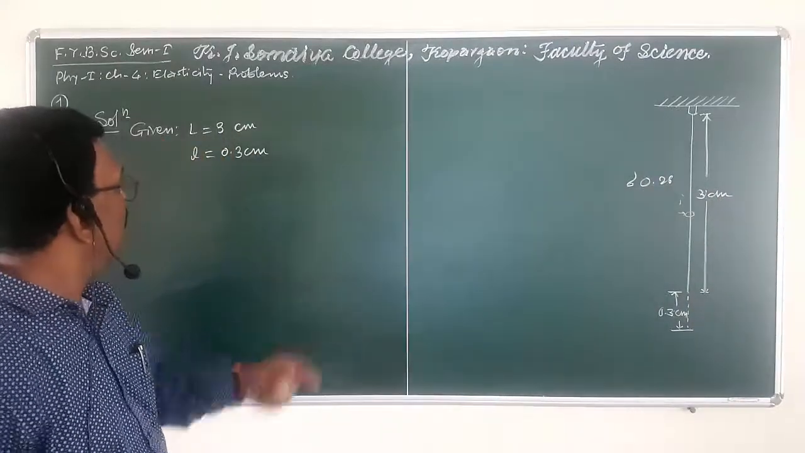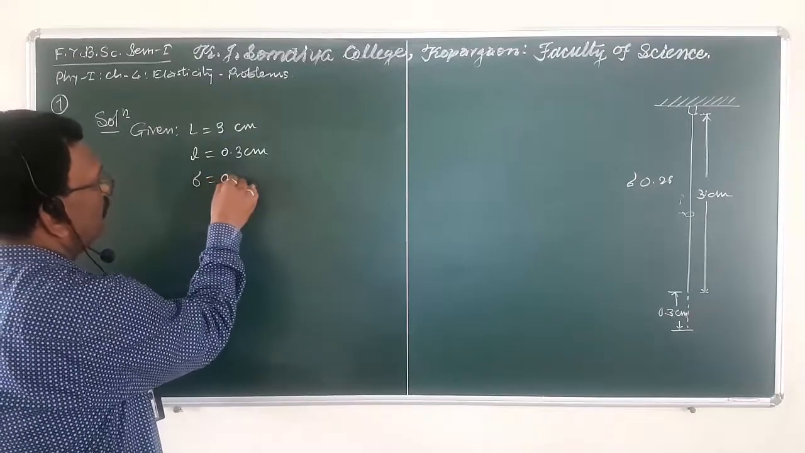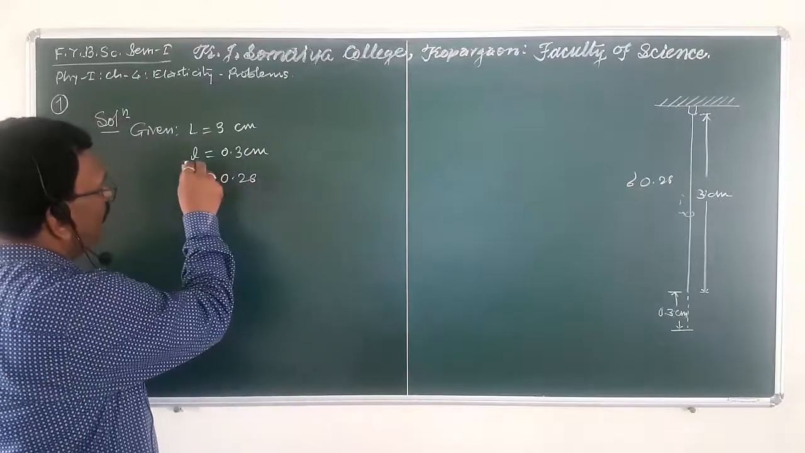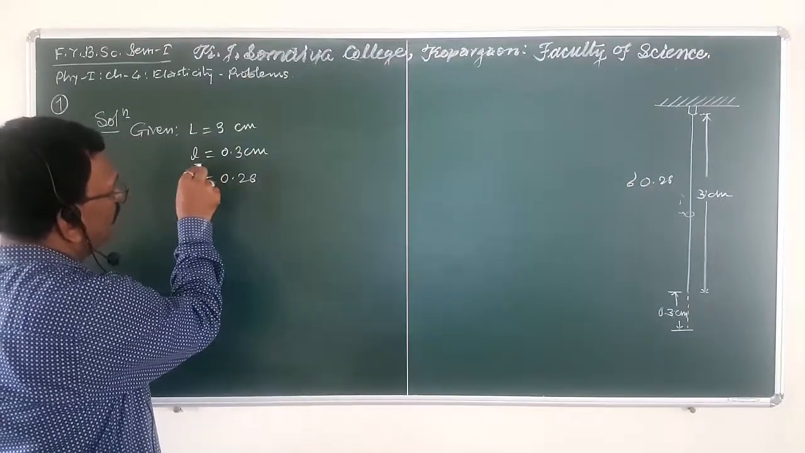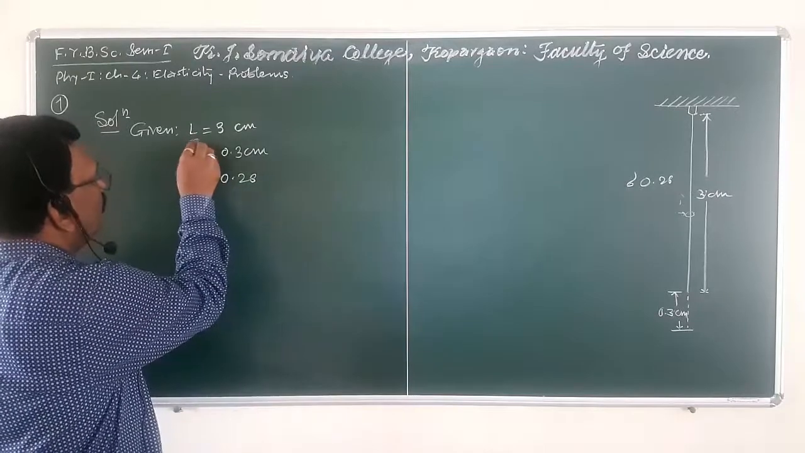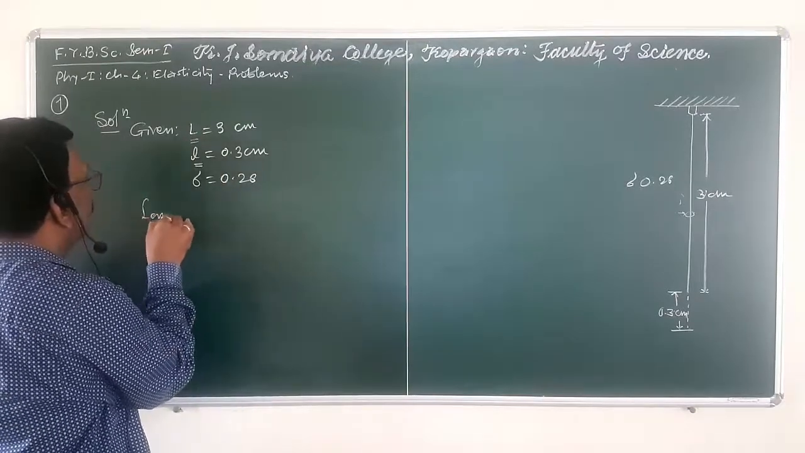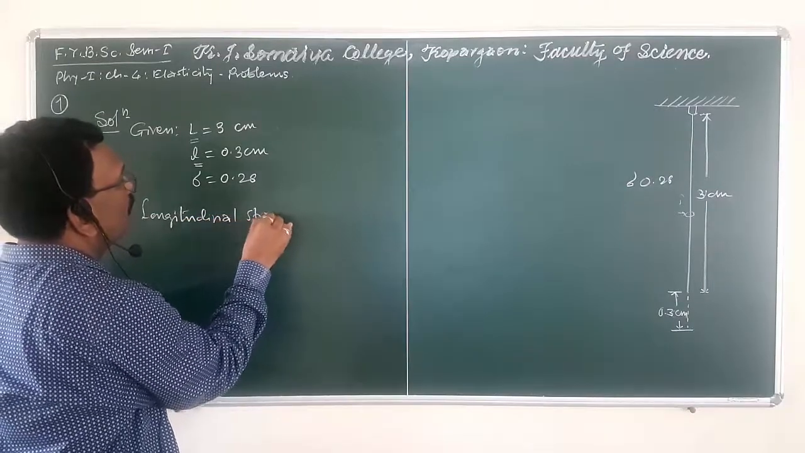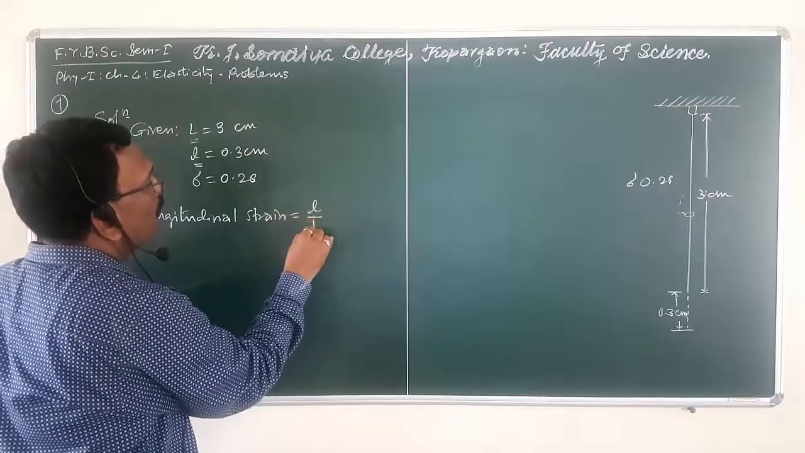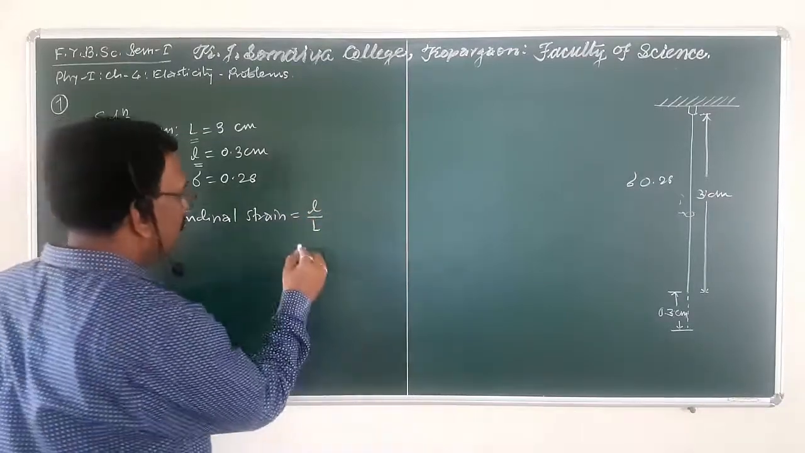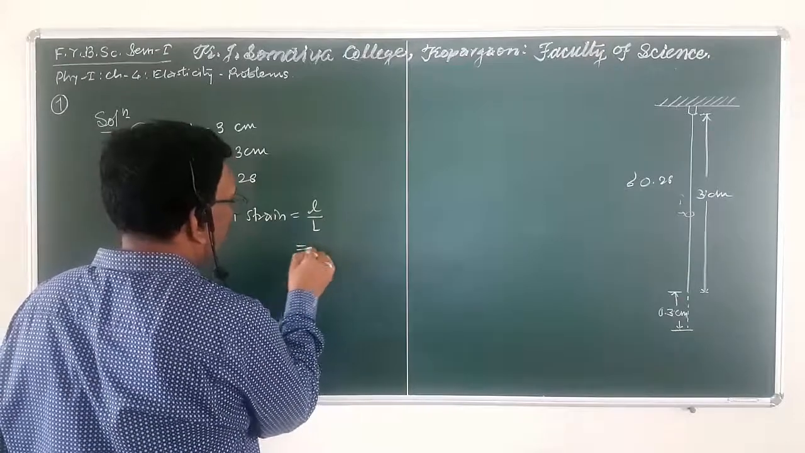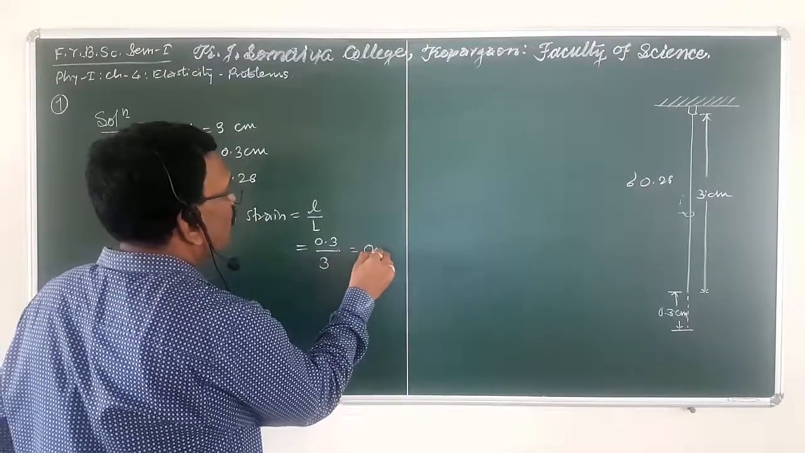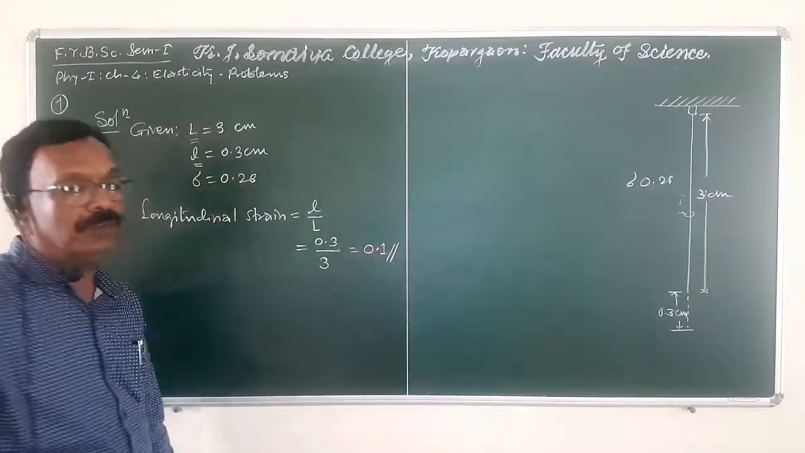Okay, two quantities are given, and sigma is also given, which is nothing but 0.26. Again here, first of all, if we have two values, that is change in length and original length, from these two values we can obtain the longitudinal strain, and this is nothing but the ratio of change in length per unit original length. Substitute the value of change in length and original length. We have 0.1. This is the longitudinal strain.